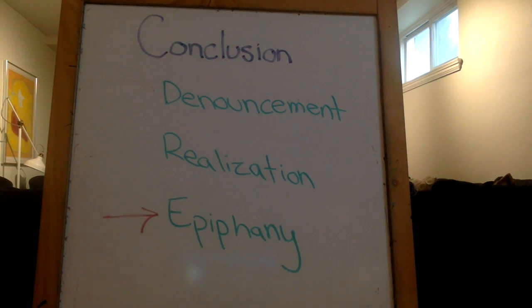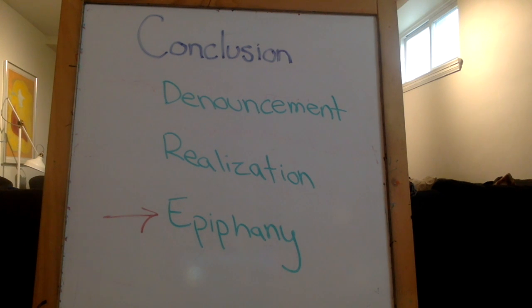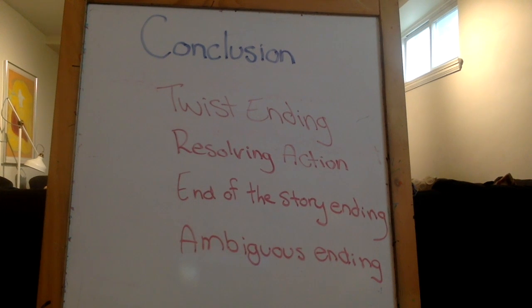Epiphany. James Joyce introduced the technique of epiphany. It is not simply a realization, but a magical, felt moment that results in permanent change by the character. Short stories can have multiple kinds of endings, but I'm going to focus on these 4. Twist ending. Sometimes the writer concludes the story with a twist ending. Readers are led to believe that the story will end in a particular way, and then it ends in a different way. So the ending is unexpected.